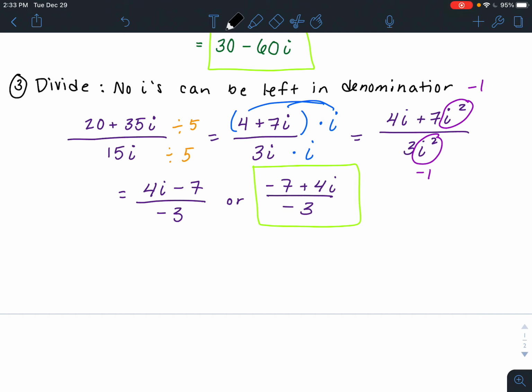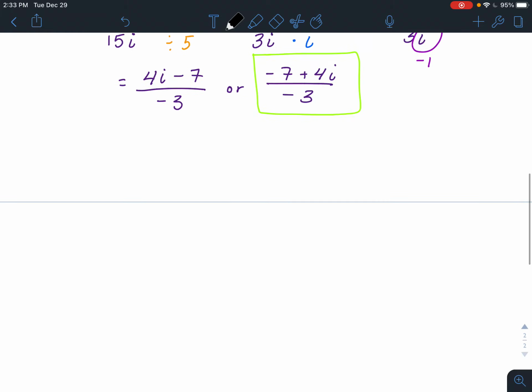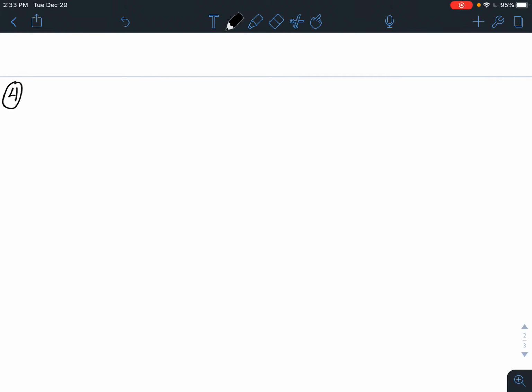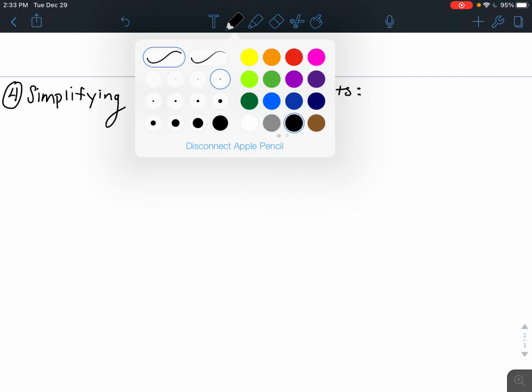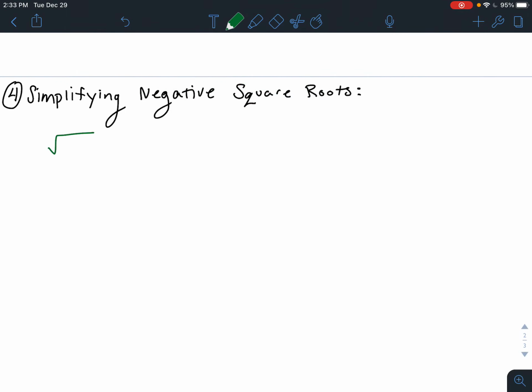Now, the final part of complex numbers that you might need to know how to do is to simplify radicals. So the last little skill here is simplifying negative radicals, or simplifying negative square roots. So for this example, we're going to simplify the square root of -90. So the first thing I'm going to do is split the -1 off. So I'm just going to rewrite it as the square root of -1 times the square root of 90.